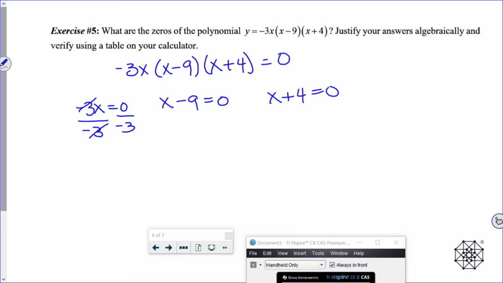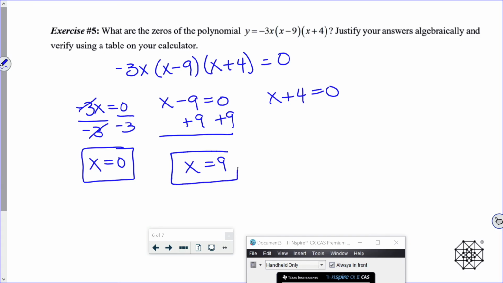Divide both sides by -3. 0 divided by -3 is 0. Here, add 9 to both sides. We'll get x equals 9. And here we'll subtract 4 from both sides. And we'll get x equals -4.